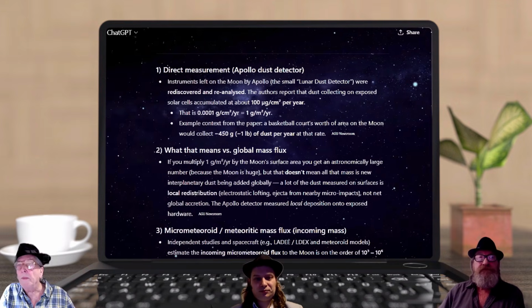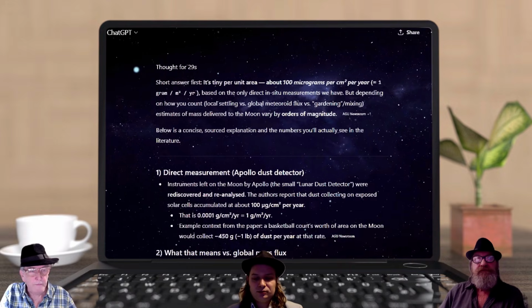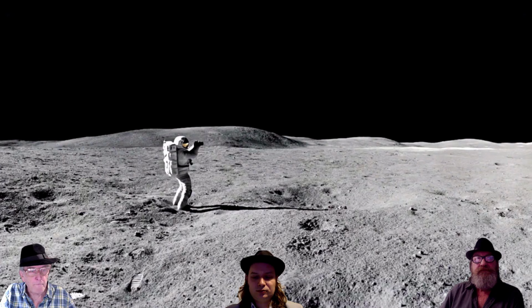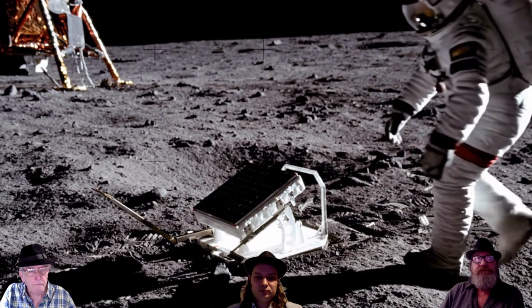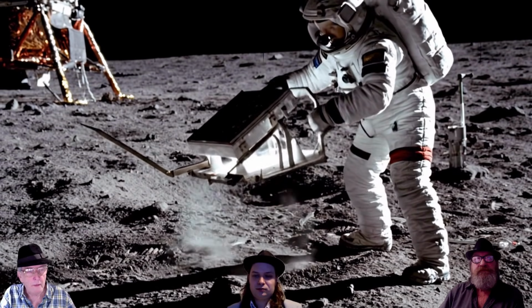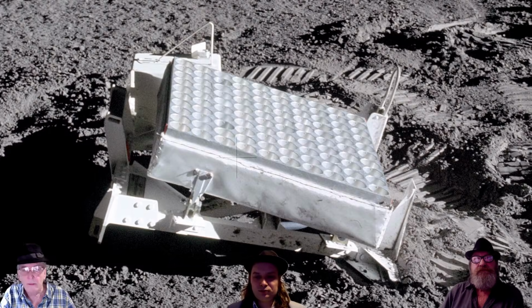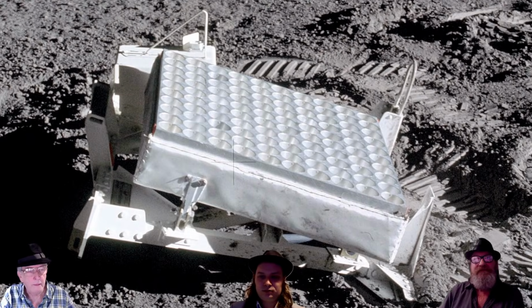Okay, so then let's look at it this way. If that's the case, and they are accurate, then the question remains: those retroreflectors that they supposedly left on the lunar surface, would those reflectors still reflect if they're full of dust? And how much dust would be inside of those things?